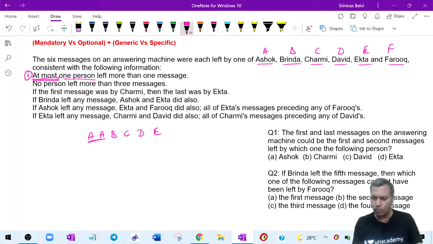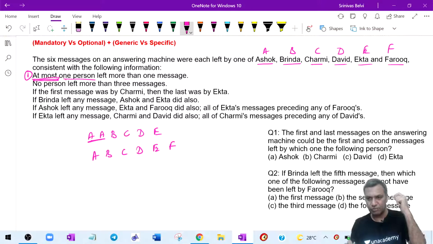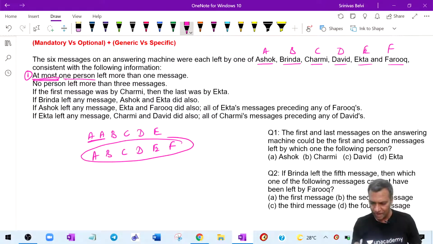What is minimum? Nobody. Minimum can be this. Everybody left one message. A, B, C, D, E, F. A left one message, B left one message, C left one message, and so on up to F. This is possible. And this is possible.